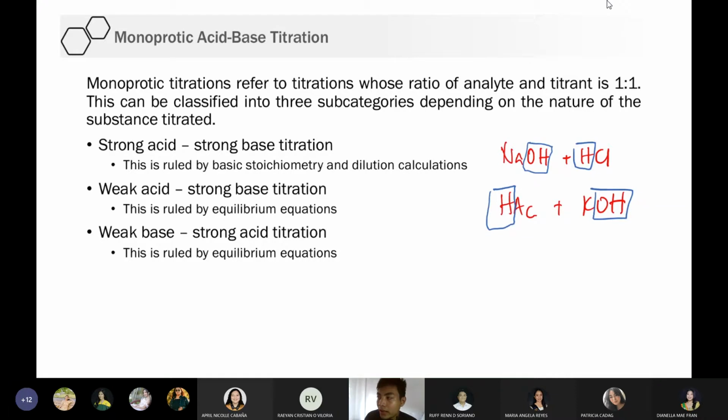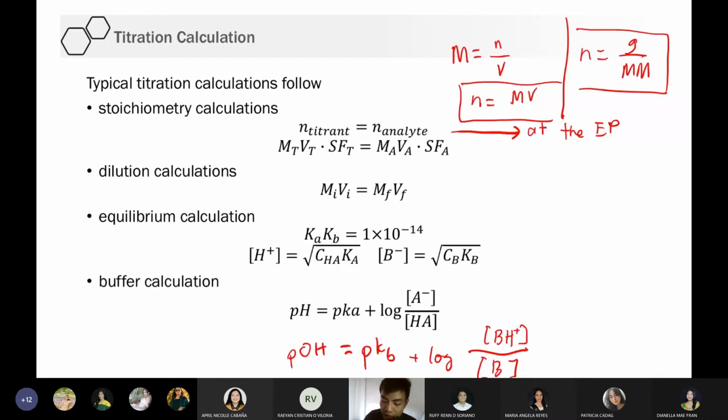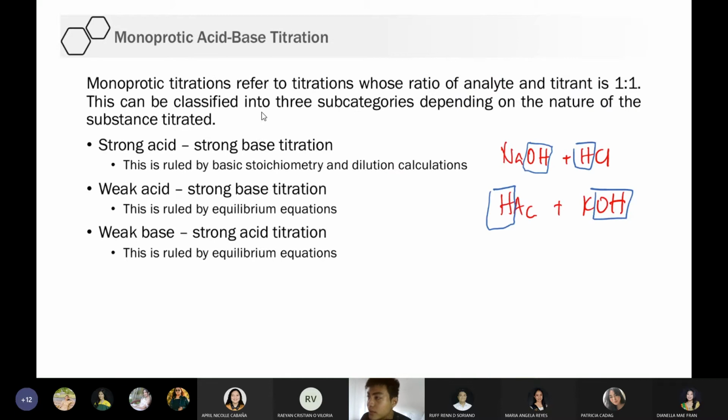Okay? So, ibig sabihin nun, we can reduce this equation to MTVT equals MAVA. Okay? Kasi 1 to 1 lang yung stoich factor natin. So, we can reduce this equation into this. Important yan, ha? Okay, so let's proceed.